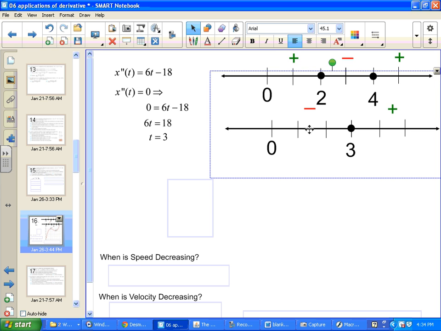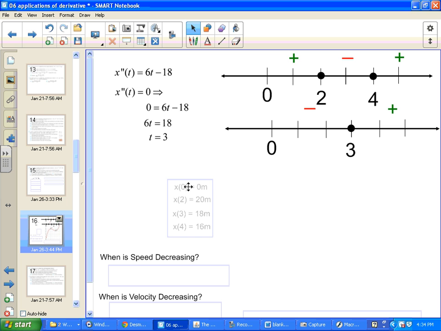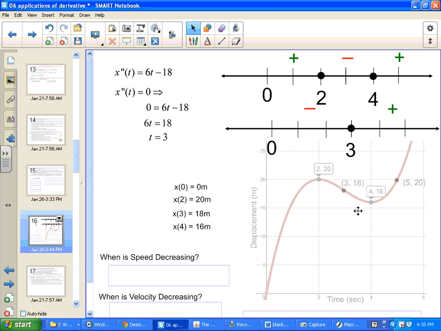Now, we take these key points, t equals 0, where we start, t equals 2, where we stopped, t equals 3, where we have inflection, t equals 4, we substitute them all into the original equation, and that gives us these locations of the particle along a horizontal line. I said make a motion diagram. That's basically a graph. So here's what the graph looks like when I plot all those points.